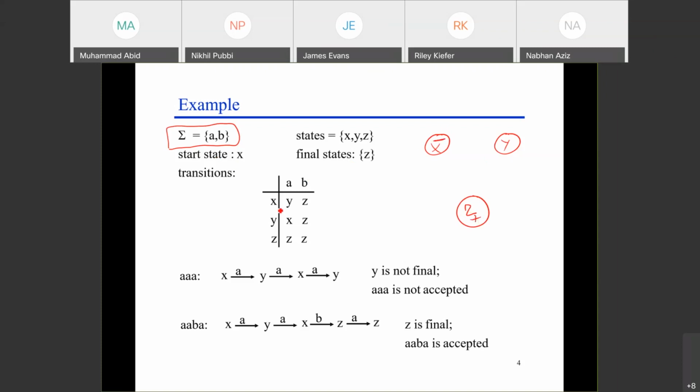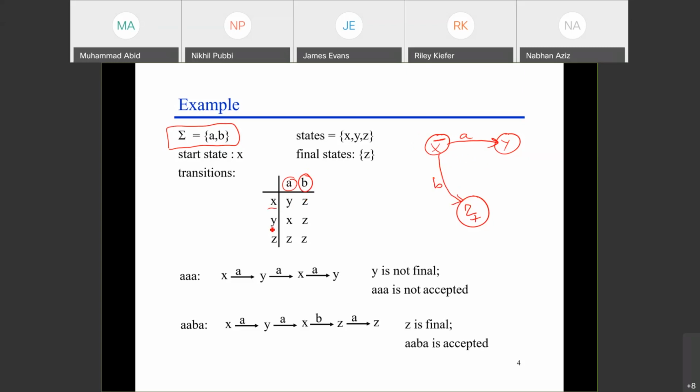This is a transition table. It will tell you what happens if you are at X. So you are at X, and if you receive a as input, you will go to Y. I am at X, I receive b as input, I will go to Z.